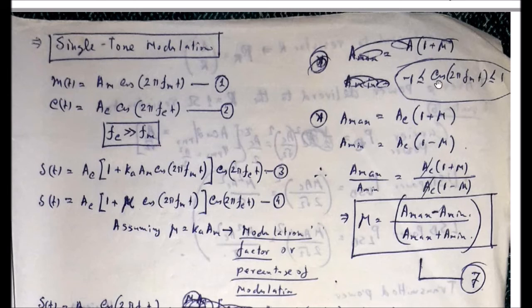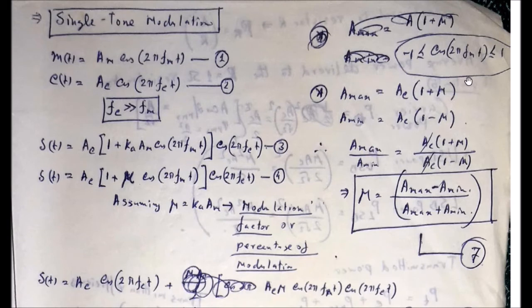So if you want to find out the A max, that means the highest amplitude of the modulated waveform, use equation number 4. You have to consider the highest value of this cosinusoidal function, cos 2 pi fmt. If this factor has the highest value, then the amplitude of the modulated waveform will have the highest value. So what is its highest value? It is 1.